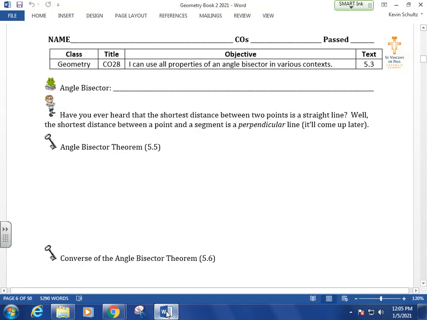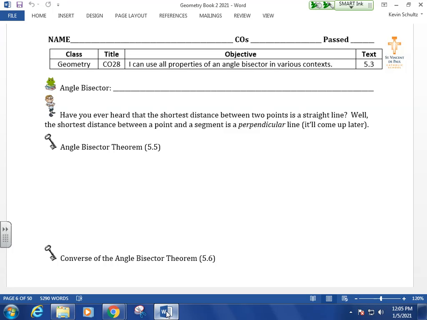Today we'll be covering CO28, talking about angle bisectors. Yesterday in CO27 we talked about perpendicular bisectors, which are segments, rays, or lines that bisect a segment. An angle bisector, as you can probably guess, is a segment, ray, or line that bisects an angle.